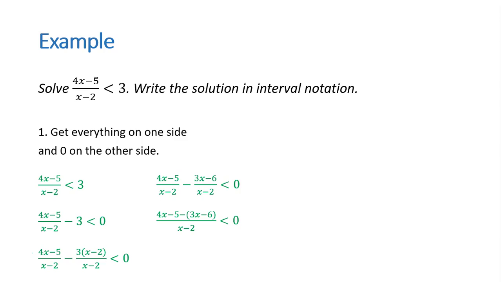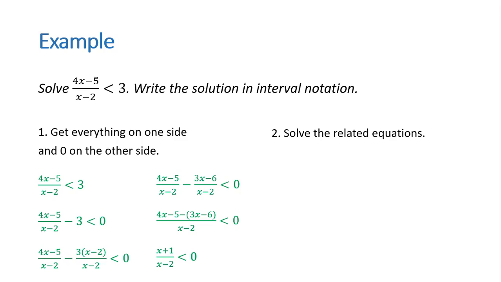Once we combine everything together, we have 4x minus 3x. And negative 5 minus a negative 6, so that's going to change into addition. So our numerator becomes x plus 1, and then our denominator is still x minus 2. So our fully simplified inequality is (x plus 1) divided by (x minus 2) is less than 0.